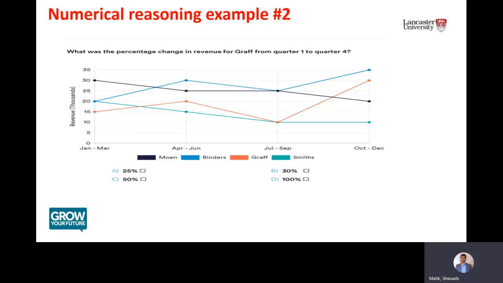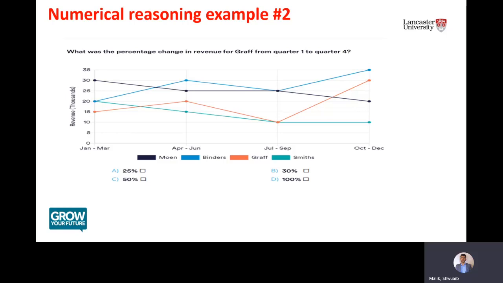So this question is asking what was the percentage change in revenue for Graph from Q1 to Q4? Looking at the table, there are different lines. We have revenue in thousands on the y-axis, and we have some time periods on the x-axis. And then we have 4 companies, I assume.